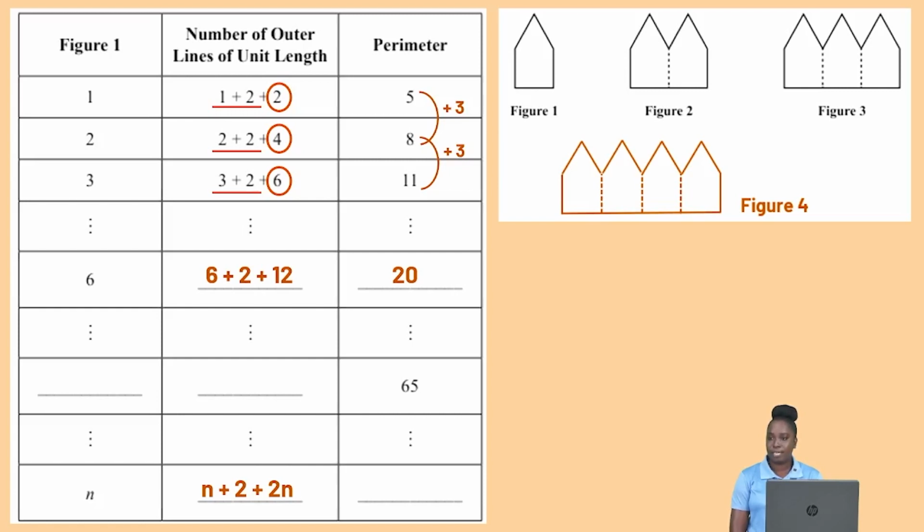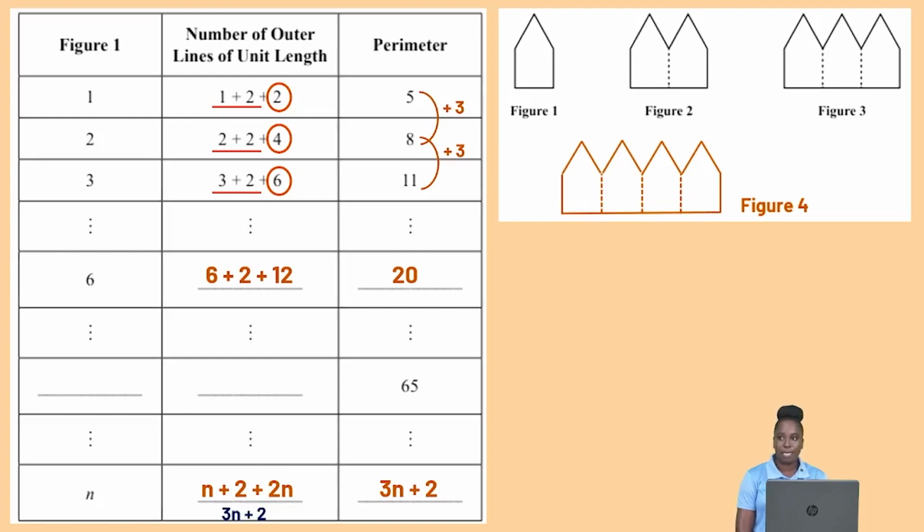Figure 3, 3 times 3 is 9, and 9 plus 2 gives me 11. And so I can just now say that for the nth term on the perimeter, it is 3n plus 2. But like we previously said, because the second column is also connected to the third column, we could have simplified that addition statement. So n plus 2 plus 2n is also equal to 3n plus 2.